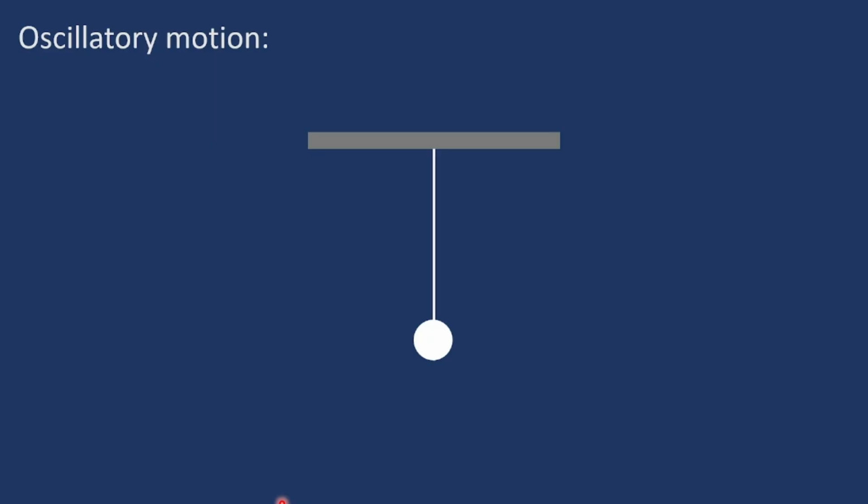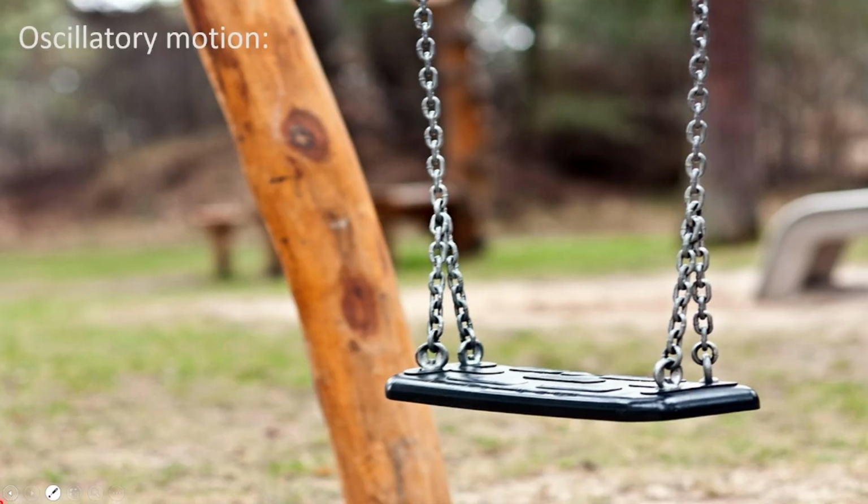Next one is oscillatory motion. So when an object moves forward and backward, or we can say to and fro motion of the object, such type of motion is known as oscillatory motion. An example is a simple pendulum. It is in oscillatory motion. Next is a swing. When it is moving, it also goes forward and backward, to and fro. It is also in oscillatory motion.